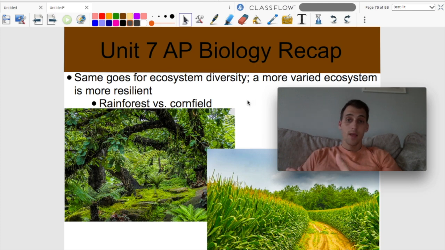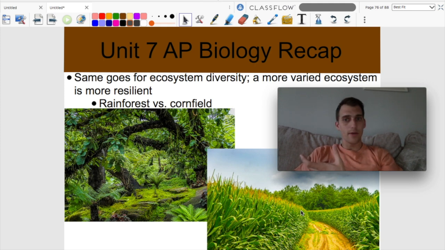So think about the biodiversity in a rainforest, which is one of the biodiversity hotspots on the planet, versus that of, say, a cornfield, where it's all one type of plant, and often these plants are all clones of each other. So there's virtually zero biodiversity. Which one is going to be better adapted to environmental changes? It's going to be the rainforest, the one with more biodiversity.